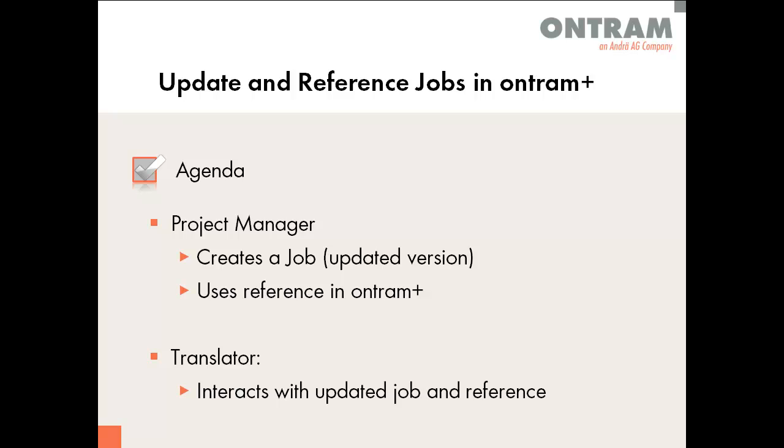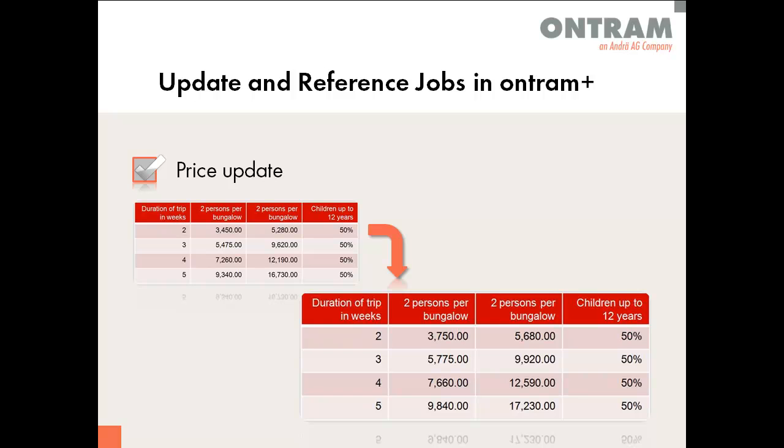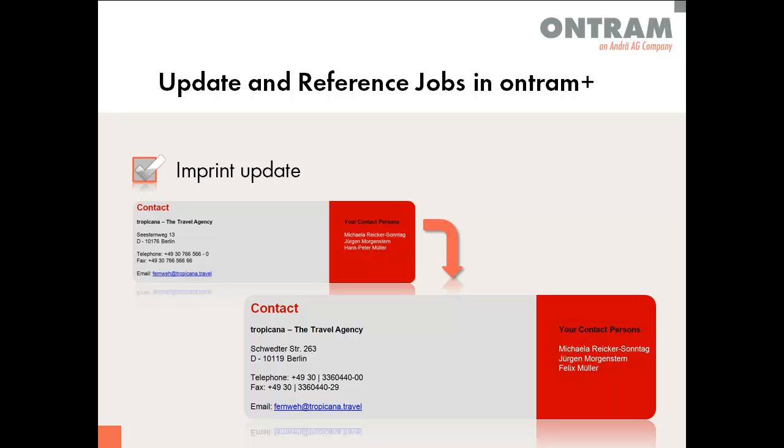This video tutorial will cover a situation where a project manager logs in to use ONTRAM's reference functionality for an updated version of an already completed job. Later, a translator logs in to interact with it. In this video we will demonstrate reference in ONTRAM working with a travel agency brochure. There are only a few values like prices or the imprint that were updated in the 2012 version of the document.